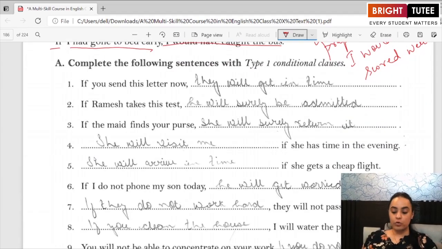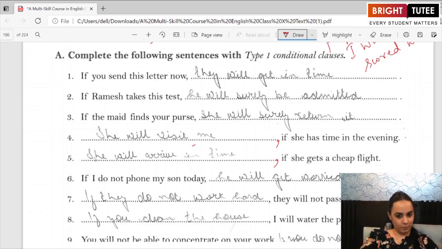Now let us look at the exercises. The first is done for you. Type 1 conditionals, you have to complete the sentences. If you send this letter now, they will get it in time. If Ramesh takes this test, he will surely be admitted. If the maid finds your purse, she will return it. She will visit me if she has time in the evening. She will arrive in time if she gets a cheap flight, and so on and so forth.